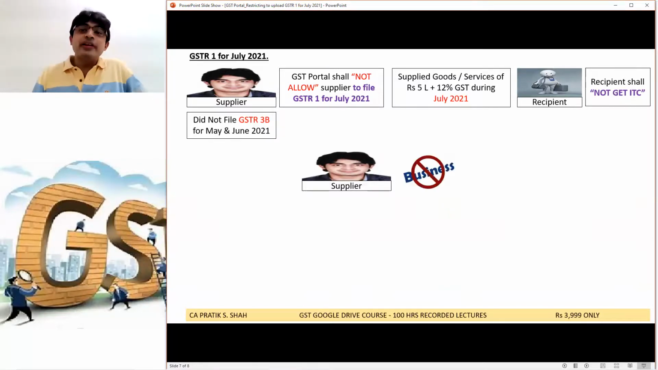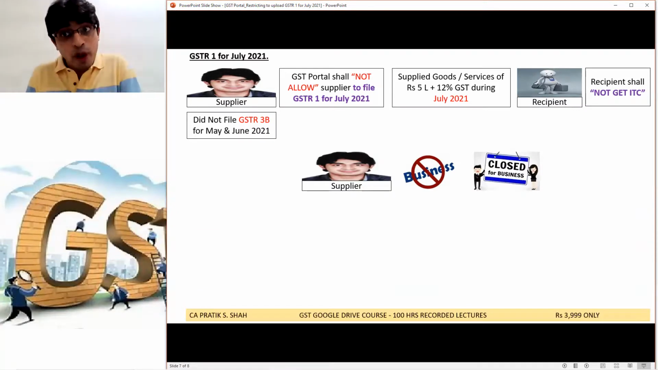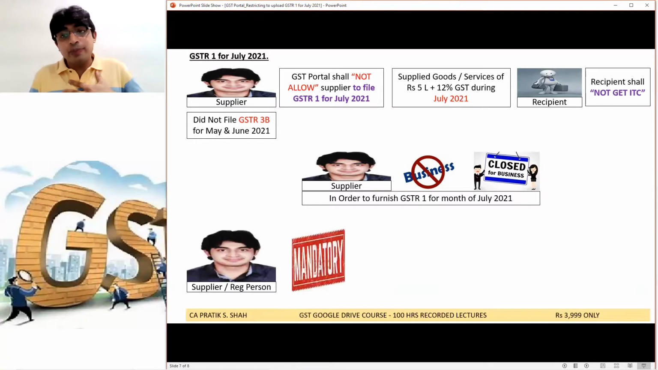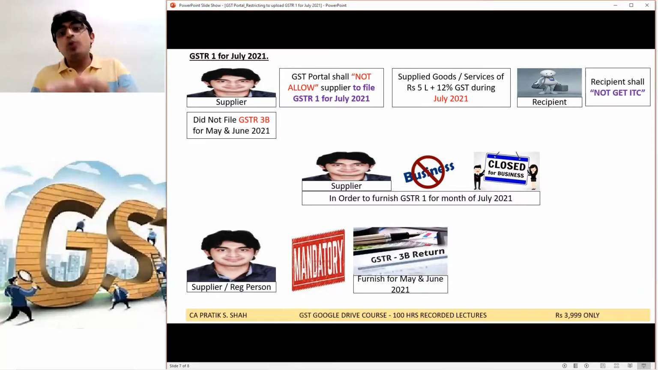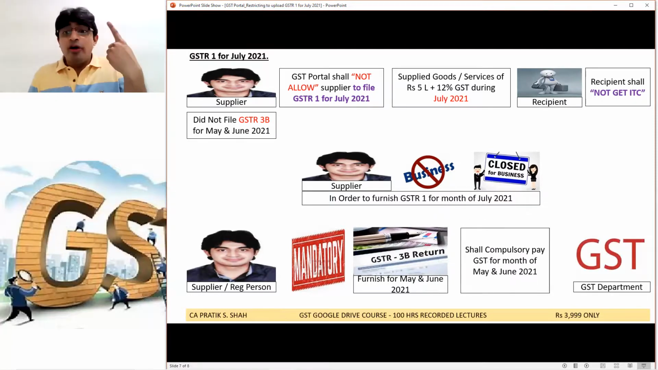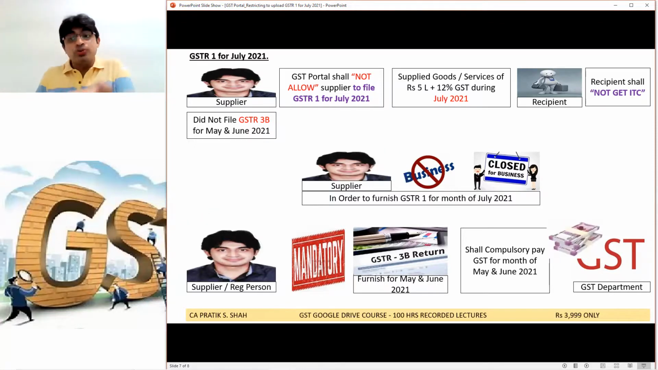So who will do business with me? Which recipients will do business with such a supplier? So business will be hampered. In fact, there is a possibility of shutdown of business. So now, in order to furnish GSTR1 for the month of July, the taxpayers must upload GSTR3B. They will pay GST to the government for the months of May and June. Only then will they be able to upload GSTR1 for July 21.